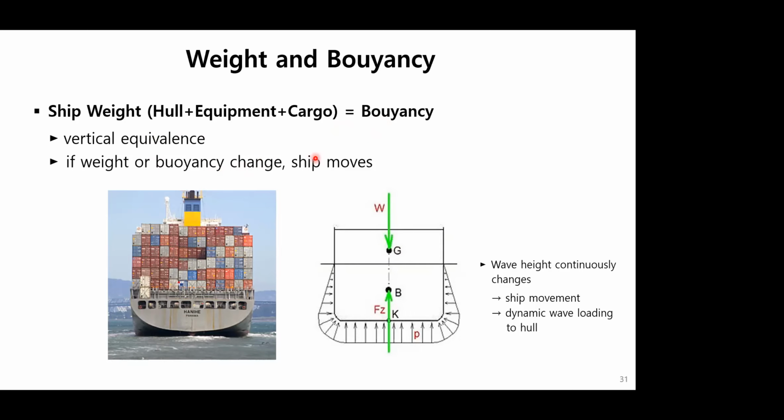In an actual voyage, wave height usually changes continuously. In other words, dynamic wave loading keeps applying to the hull structure, so the ship inevitably and continuously keeps moving.